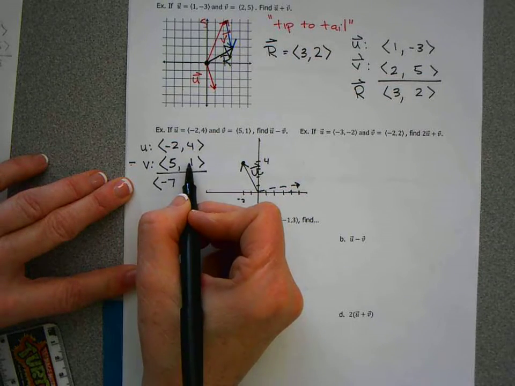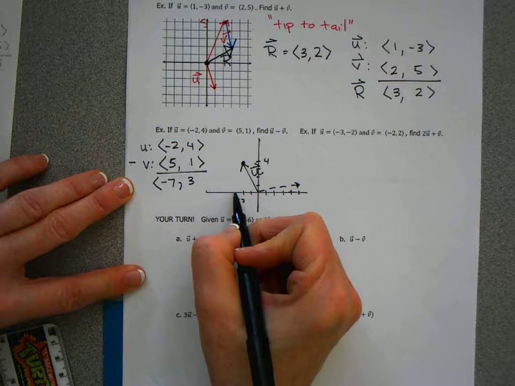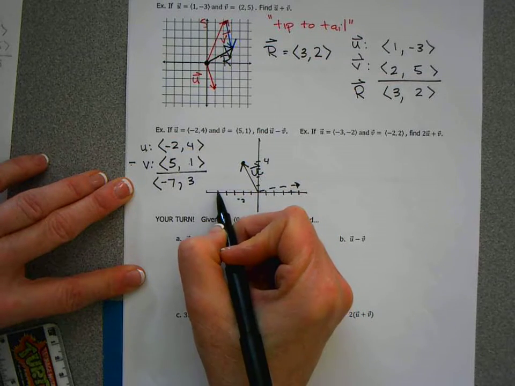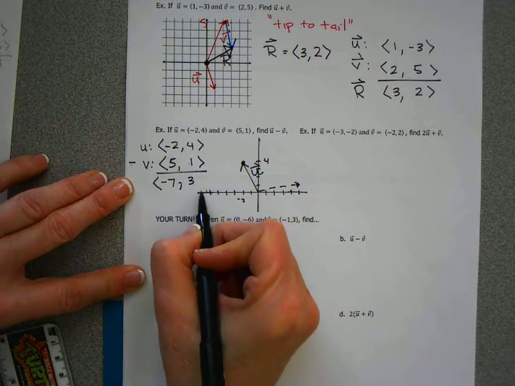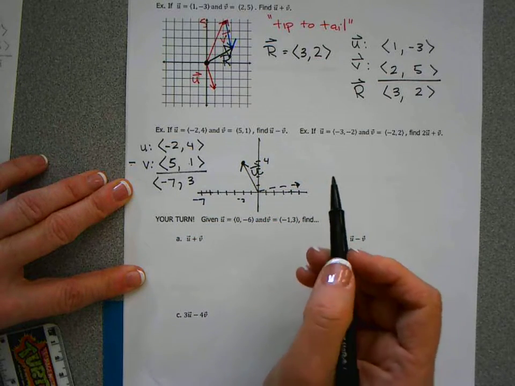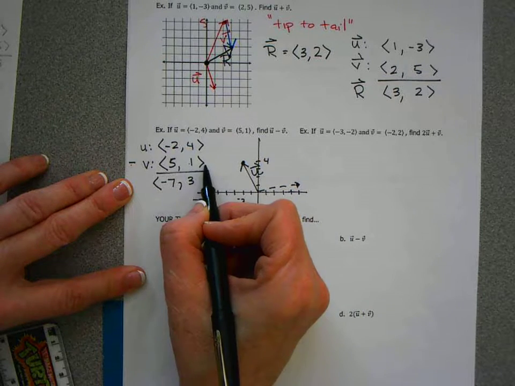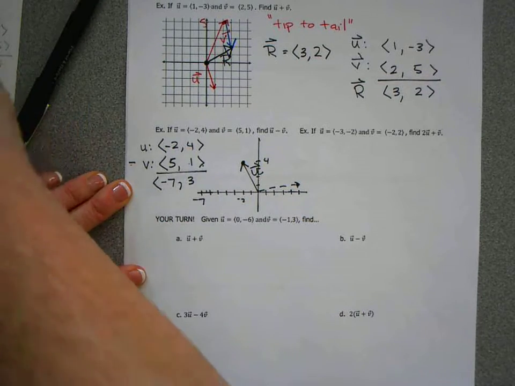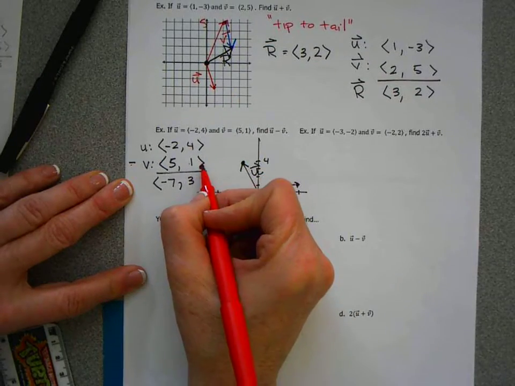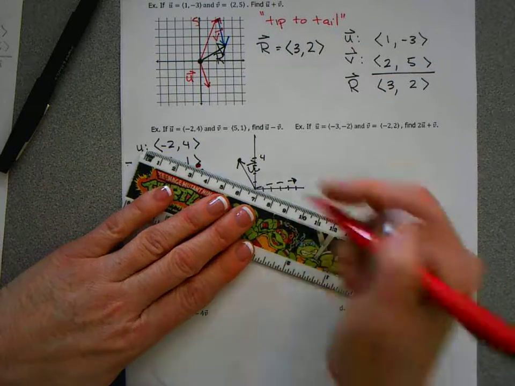4 minus 1 is positive 3. So here we are, negative 2, negative 3, negative 4, negative 5, negative 6, negative 7. So I know that my resultant vector is going to be negative 7, 3. Okay, let me do that with a different color. Negative 7, 3. And so let's draw that resultant vector with a nice big arrow.